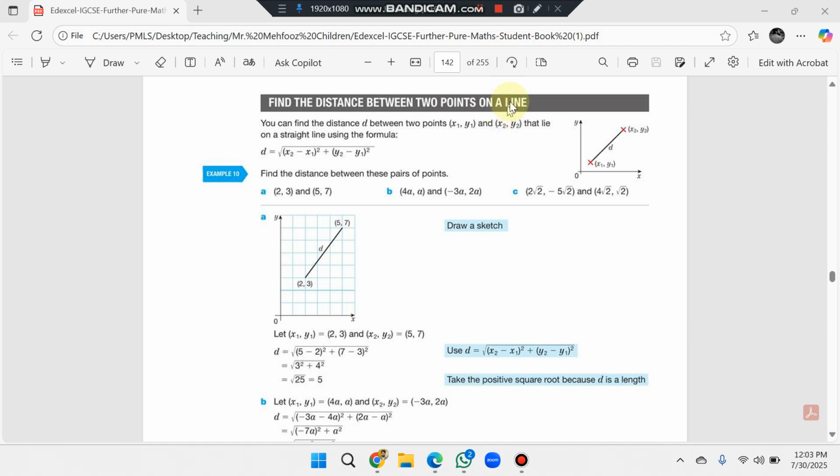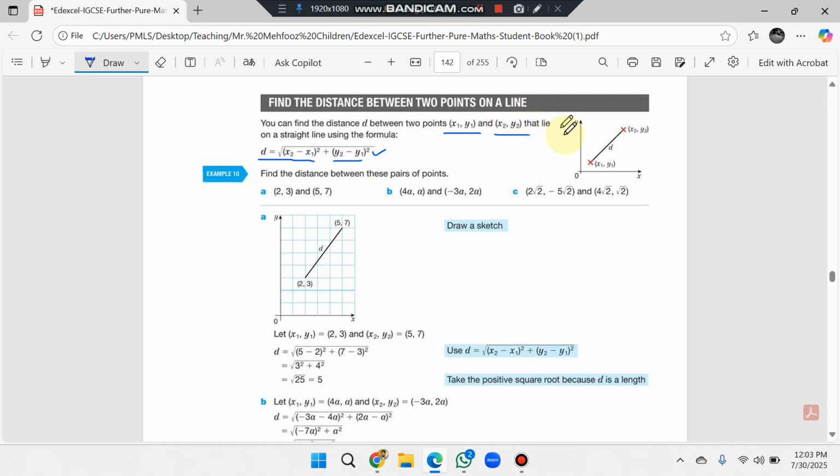Our today's topic is to find the distance between 2 points on a line. You can find the distance d between 2 points (x1, y1) and (x2, y2) that lie on a straight line using the formula: d equals the square root of (x2 minus x1) whole square plus (y2 minus y1) whole square. This is the formula for the distance between 2 points.